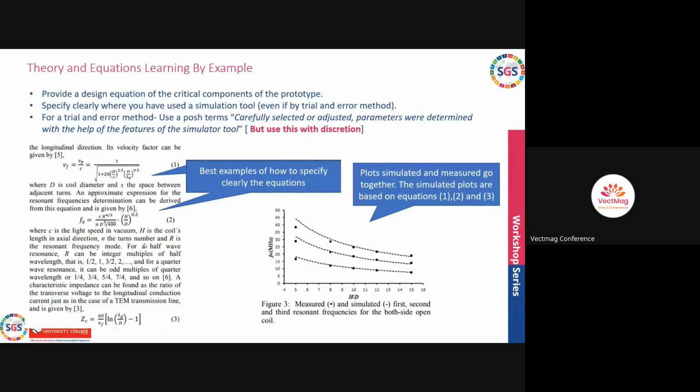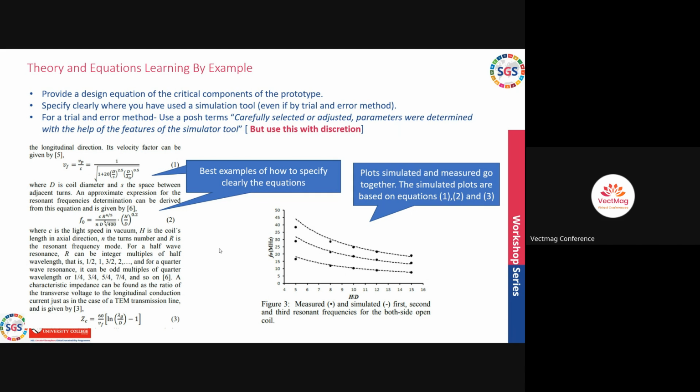Another thing is that sometimes you have to provide very specific equations for very critical components of the prototype. So for example, this is from a fluid mechanics thing, I think. There is a velocity factor which can be represented by V of F, Vp by C, and things like that, and so on and so forth.